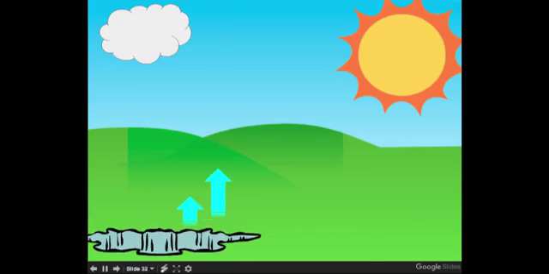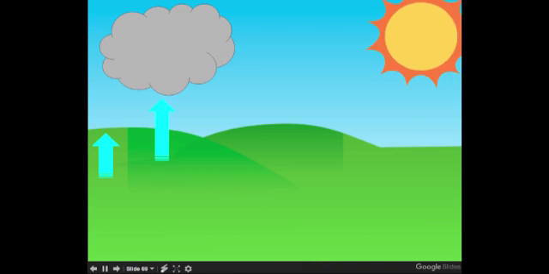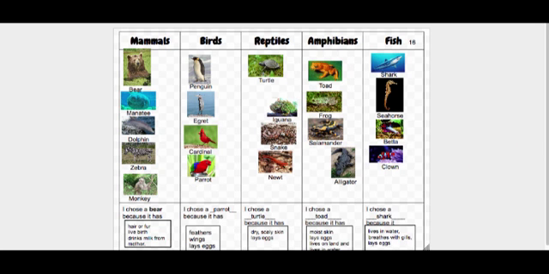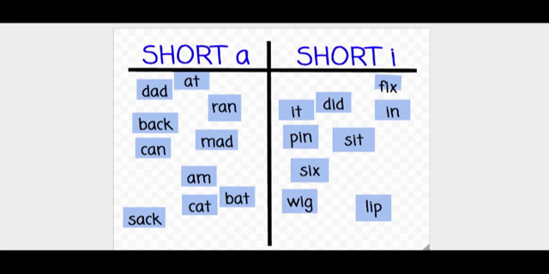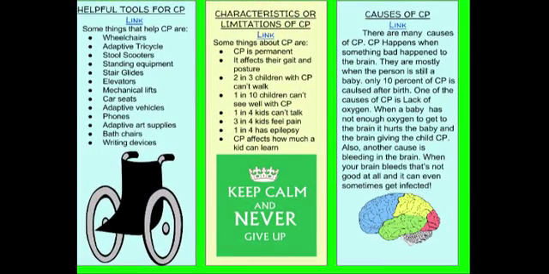Create a stop motion video on a topic or cycle. Sort and categorize information like similes and metaphors, animals, and vowel sounds. You can even have your students create brochures that are interactive or can be printed by creating PDF documents.